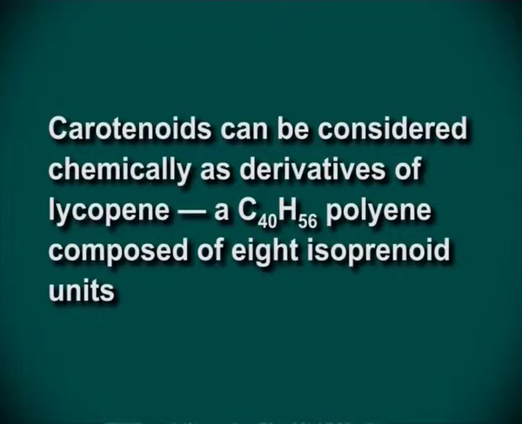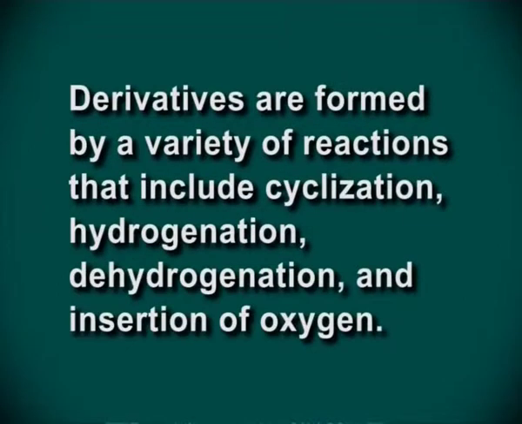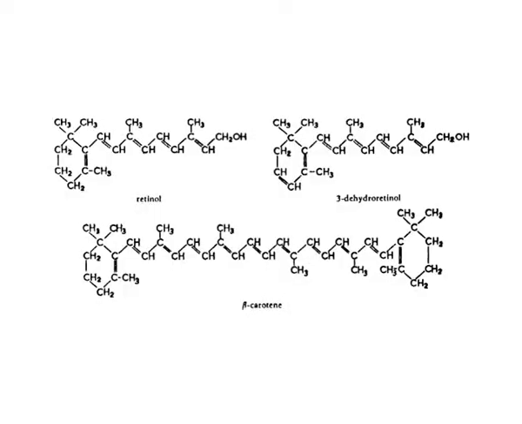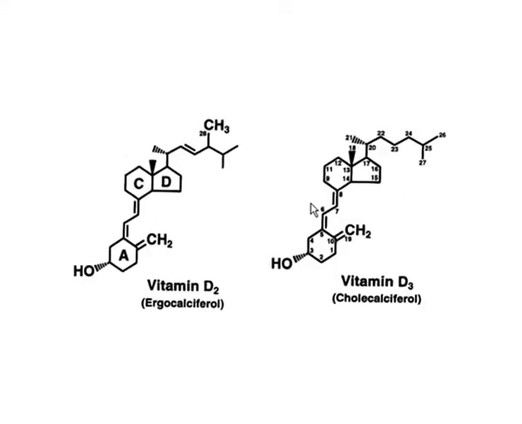Carotenoids can be considered chemically as derivatives of lycopene, a C40H56 polyene composed of 8 isoprenoid units. Derivatives are formed by a variety of reactions that include cyclization, hydrogenation, dehydrogenation and insertion of oxygen. Hydrocarbon carotenoids are known as carotenes, and the oxygenated derivatives are termed xanthophylls. In nature, carotenoids exist primarily in the all-trans configuration. The structure of vitamin A is displayed on the screen.